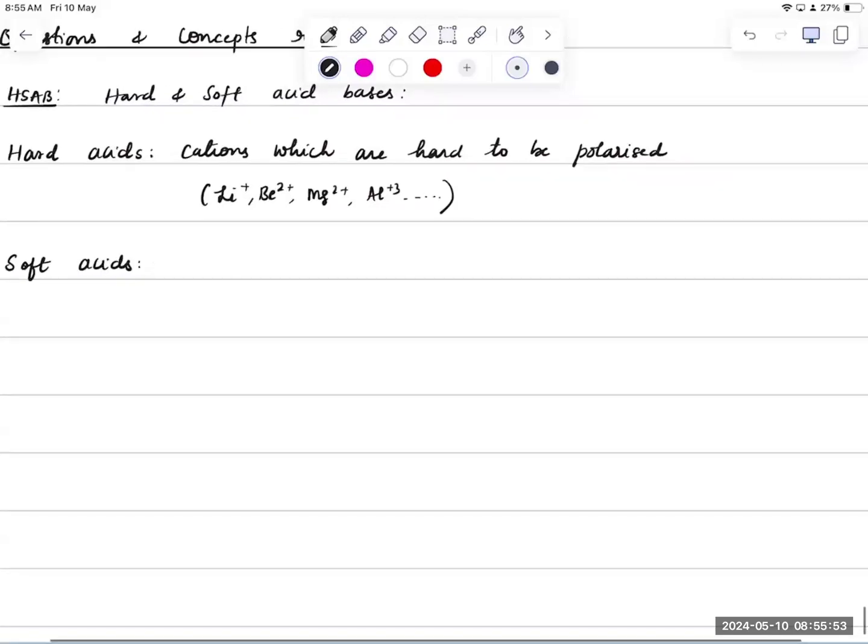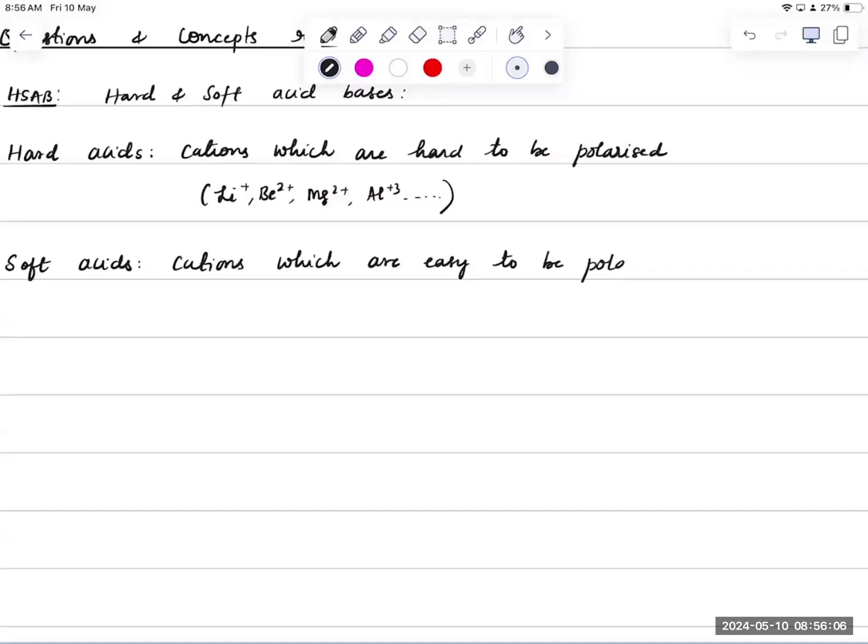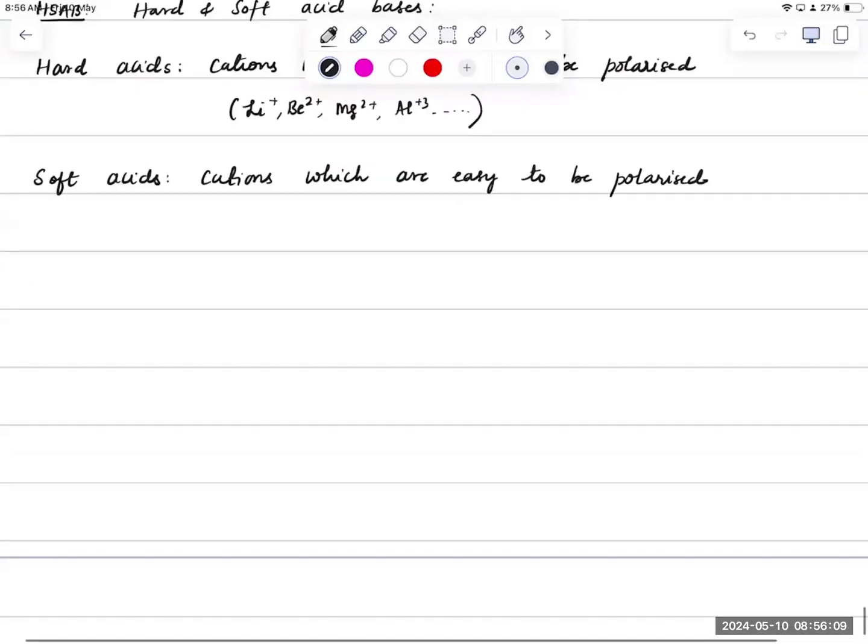Soft acids. These are cations which are easy to be polarized. If you notice the example here, Cs plus, or any carbon-based plus charge, carbon plus charge here. If you have silicon, some kind of silicon getting plus charge here, and so on. In this kind of cases, that means these are all soft acids.